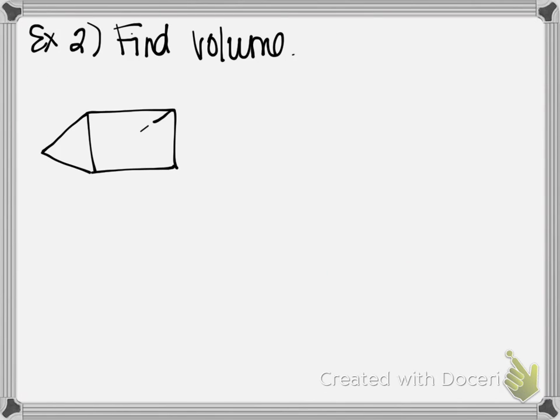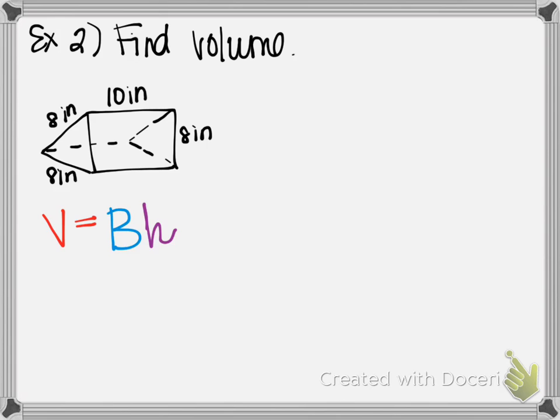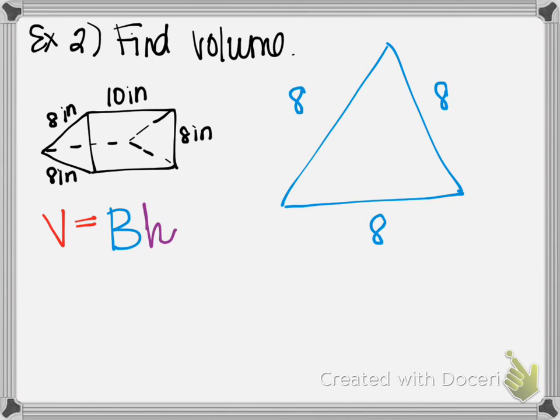That one was too easy though. Let's find the volume of a triangular prism. So let's draw this picture and label the dimensions. Again, I'm going to start with the formula, which is area of the base times the height. But what is the shape of the base? In this case, it's a triangle, and there is the base. I need to find the area of it.